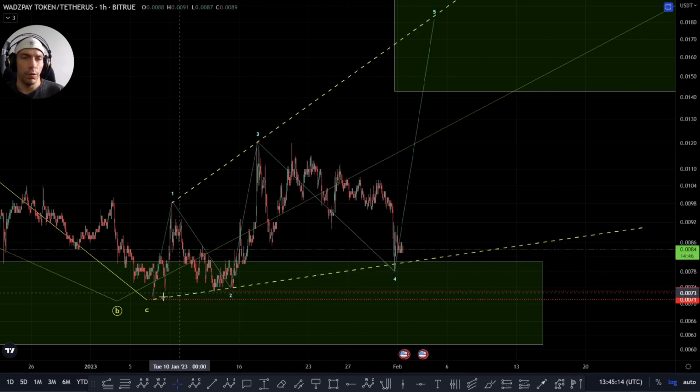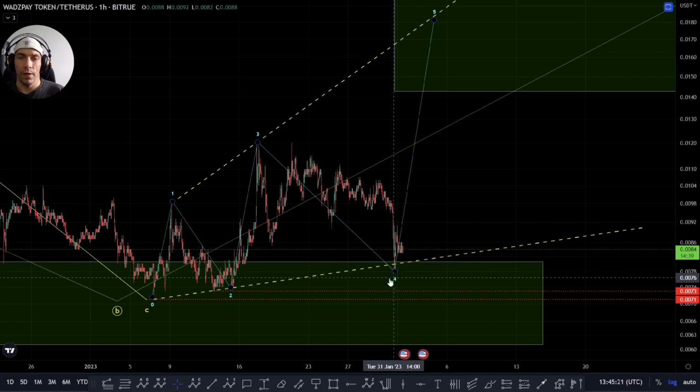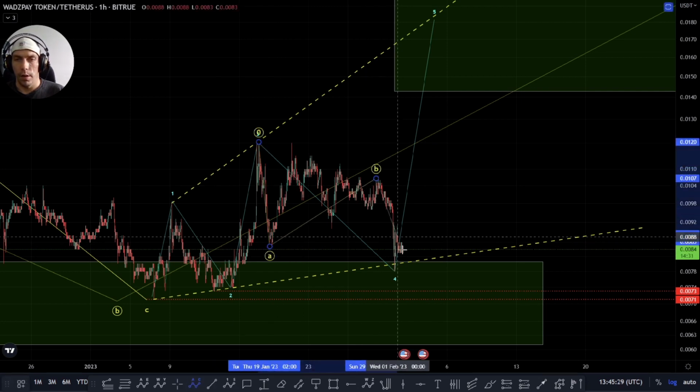So the way that I'm looking at this is that this could potentially be a diagonal, where this is a 1, 2, 3. We could have actually set this 4th wave low here now, and we could be looking to push up for this 5th wave. And that would be looking at this structure as an A, a B, and a C.